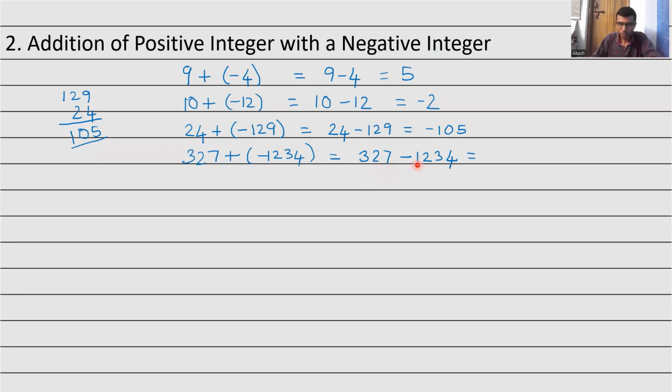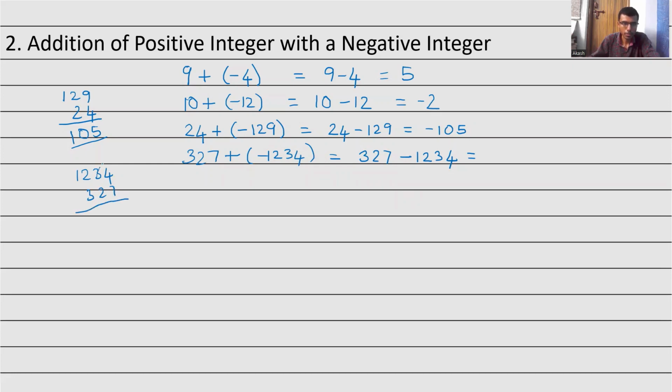So now, out of these two numbers, which is the bigger one? Obviously 1234. So which sign does it have? It has a minus sign. So the final answer needs to have a minus sign. Now let's come back to our usual subtraction, the one which you are comfortable with. 1234, and then 327.